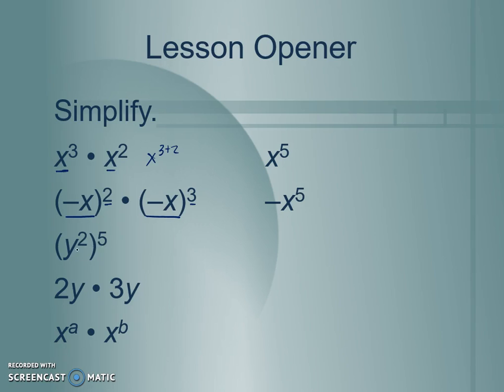Whenever we are taking a power to a power, that's when we go ahead and multiply. So this would be y to the second times 5, which would be y to the 10th.